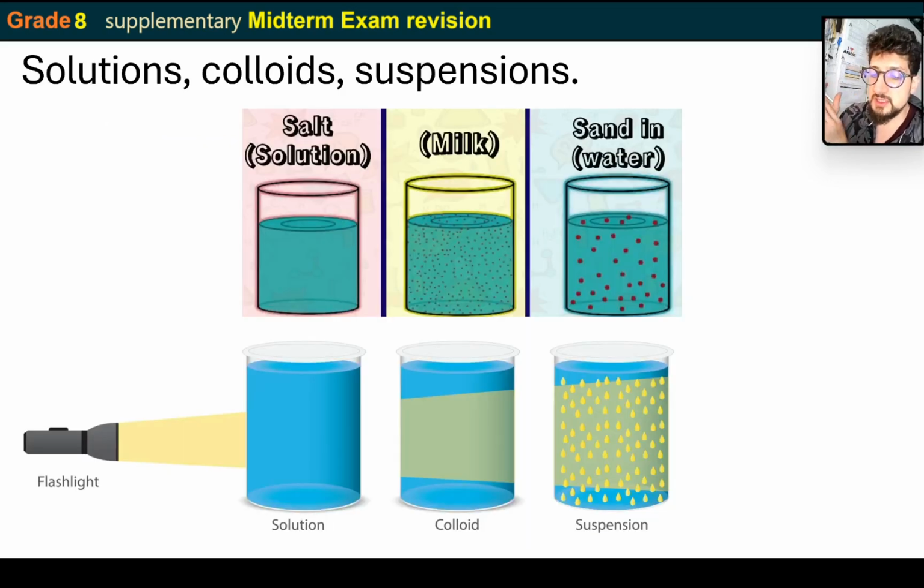Okay, let's talk about solutions, colloids, and suspensions, because this is another one that students find a little bit confusing. So I want you to listen in very carefully. So we've got an umbrella of mixtures. Mixtures are basically when we mix two or more substances together that are not chemically bonded. So no new substance is made, I've just mixed them together.